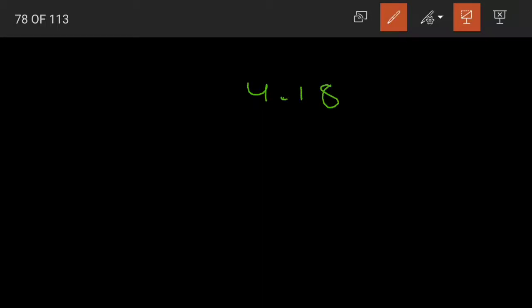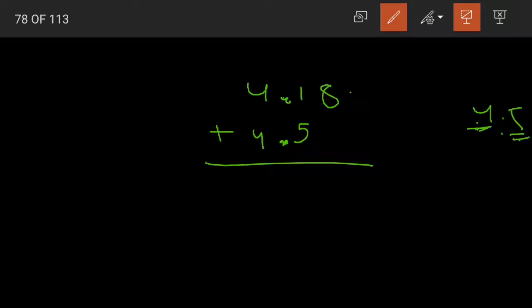See, 4.18 and then the other number was 4.5. So I'll write the point here as well. Now I'll arrange these two numbers, 4 in the whole number part and immediately after the point I'm having my 5. Now to add these two numbers together, again children, the given two decimal numbers are unlike decimals. They are having different number of decimal places. Yes, to make these two like decimals, I'll write a 0 in the empty place.